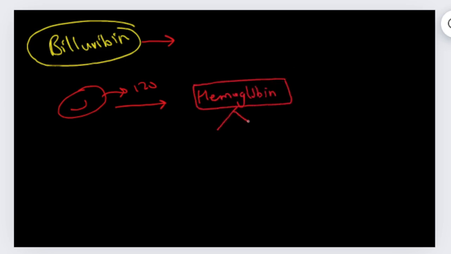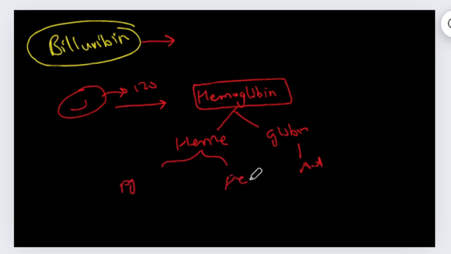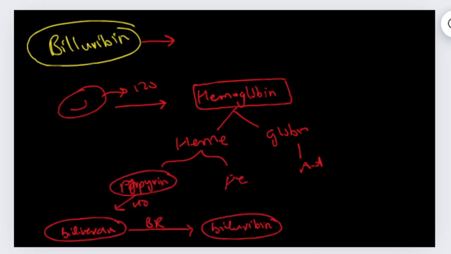And hemoglobin is converted into the heme and globin. Globin is converted into amino acids. Heme is converted into porphyrin and iron. Okay. Now porphyrin is converted into biliverdin by heme oxygenase. Okay, and biliverdin is converted into bilirubin by biliverdin reductase. Okay, so the bilirubin is formed.